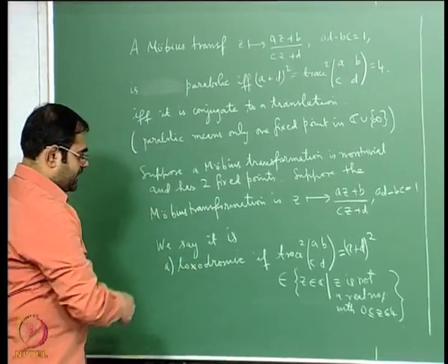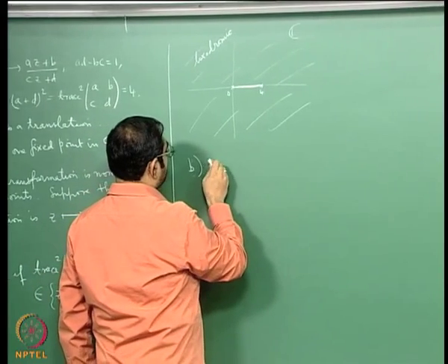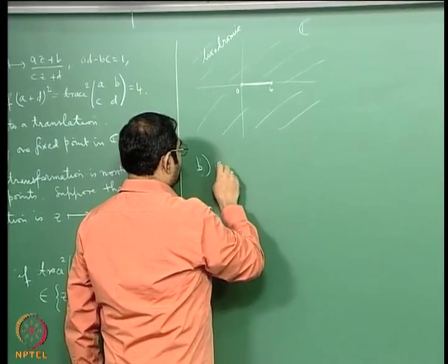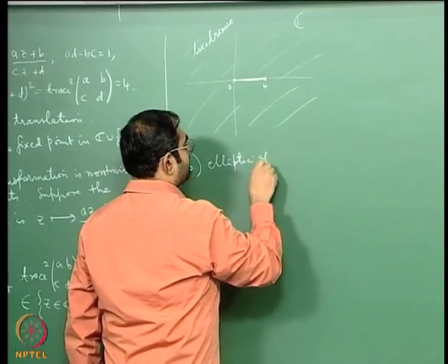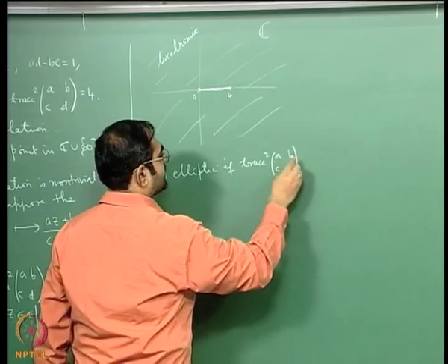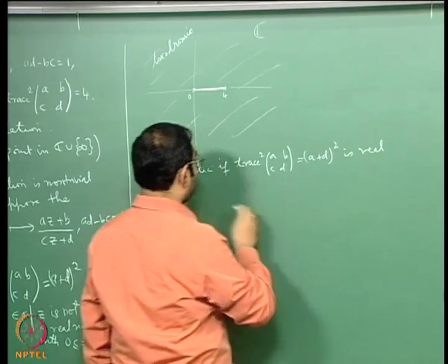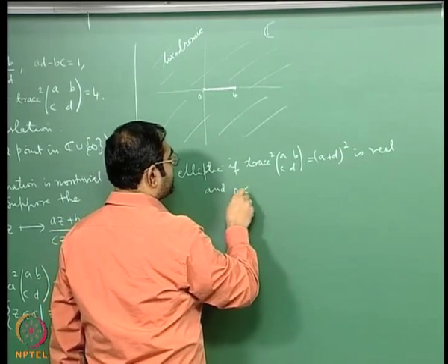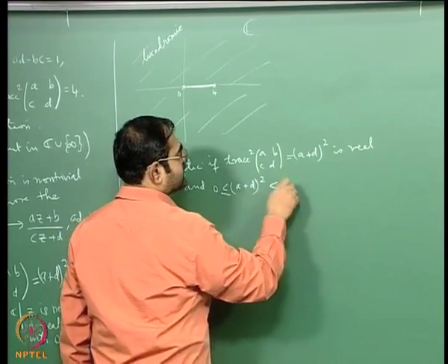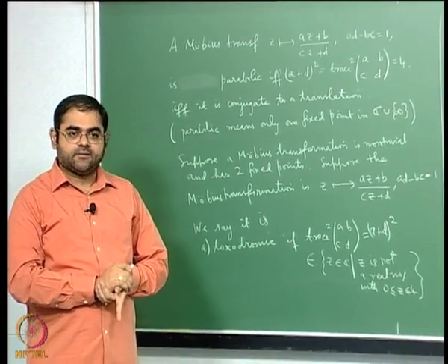So that gives you two other cases. Let me write this down. Let me first say elliptic if trace squared, which is (a + d) the whole squared, is real, and it lies between 0 and is strictly less than 4. Of course, you know trace squared equal to 4 is parabolic.